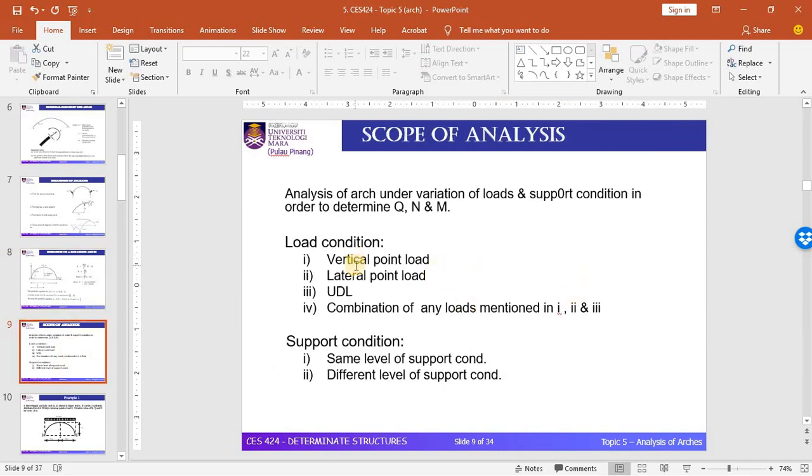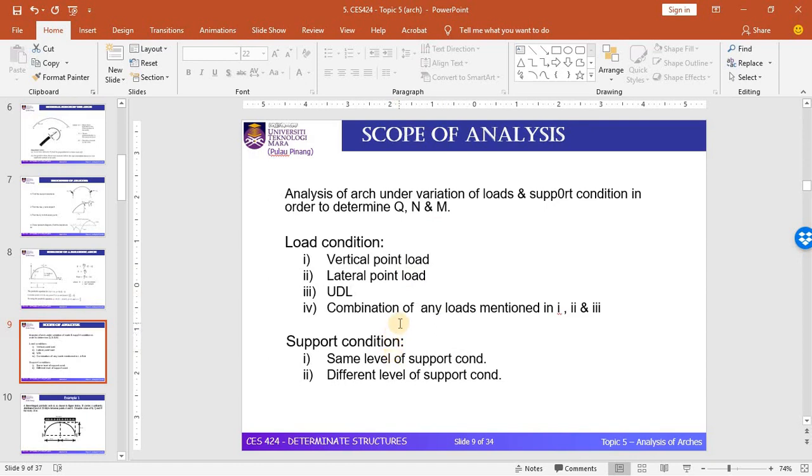This is the scope of analysis. You are going to analyze the arch based on different load conditions and also different support conditions. We will analyze the internal forces in the arch under a vertical point load, a lateral point load, and a UDL. Sometimes it can be a combination of all three loads. For the support conditions, there are two situations of arch shape: supports at the same level or supports at different levels. This is the set of conditions in terms of load and support, which we will see in the examples later on. We will discuss some examples based on these different conditions of load and support.